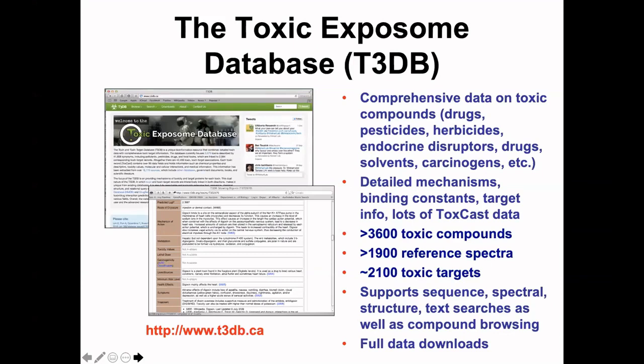In terms of trying to understand more about the toxic exposome or exposure compounds, we've been collecting data on pesticides and herbicides, solvents, pollutants, other things that show up generally at much lower levels, but are still findable and detectable in the body. So this database has tracked about 3,600 toxic compounds and also provides links to their protein targets and mechanisms of action.